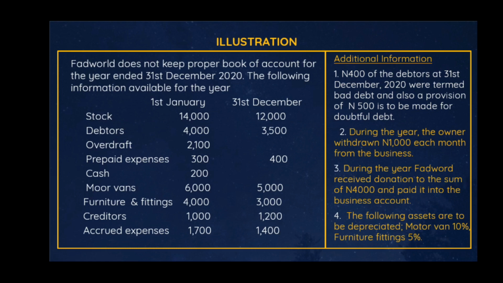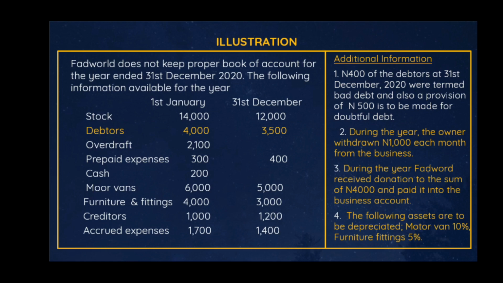400 naira of the debtors at 31st December 2020 were termed bad debt, which means debtors need to be adjusted under the additional information. That is, we are going to adjust debtors. The second information, during the year, the owner would draw 1,000 naira each month. So that's a drawing. That has nothing to do with the information we have in the balance sheet here. The third adjustment, during the year, Fadwa received a donation of the sum of 4,000 naira and paid it into the business.